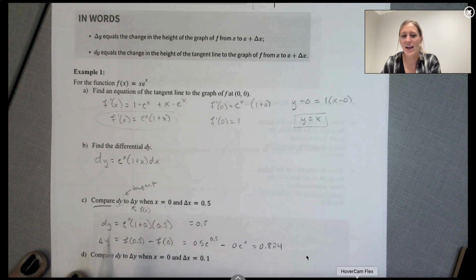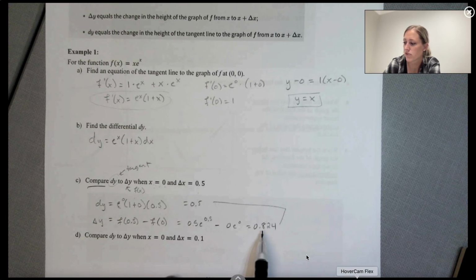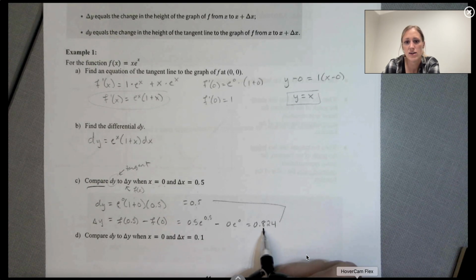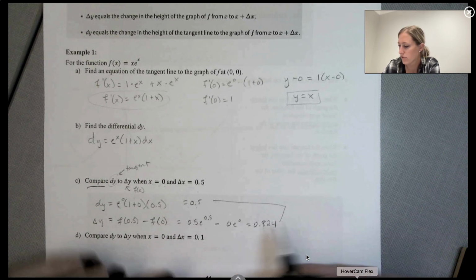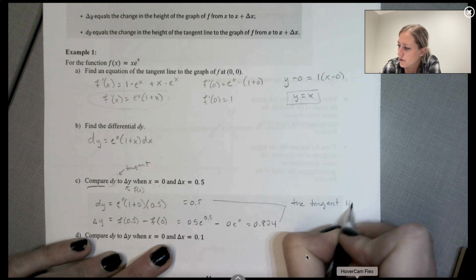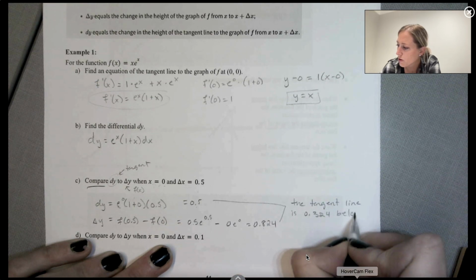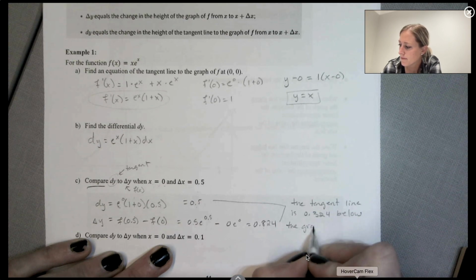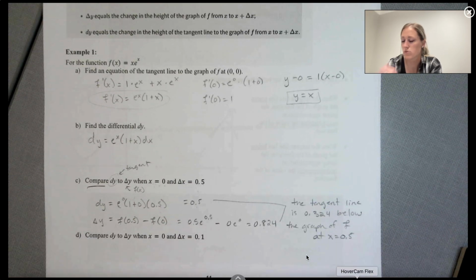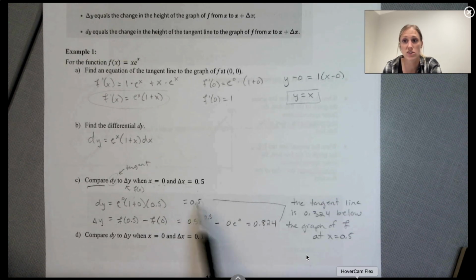Okay, so now when it says compare, it's like, what's the difference between these? So if I were to subtract those, I would get a difference of 0.234. So the tangent line is 0.234 less than our actual function at this point. So we're going to say the tangent line is 0.234 below the graph of f at x equals 0.5. So when I change from 0 to 0.5, that's the change in our y values. Okay, this for the actual function, this for the tangent line.